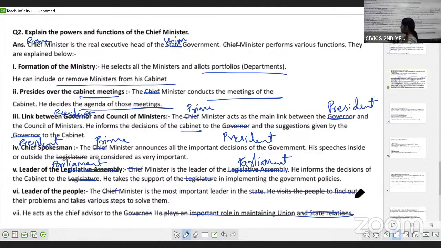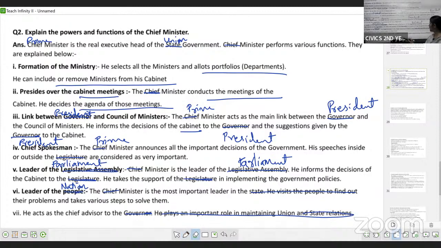Instead of leader of the people, you can say he is the leader of the nation. So, like making small changes, you can write this answer for Prime Minister. When you are learning governor, you are learning about president, or when you are learning president, you can make changes and write about president.